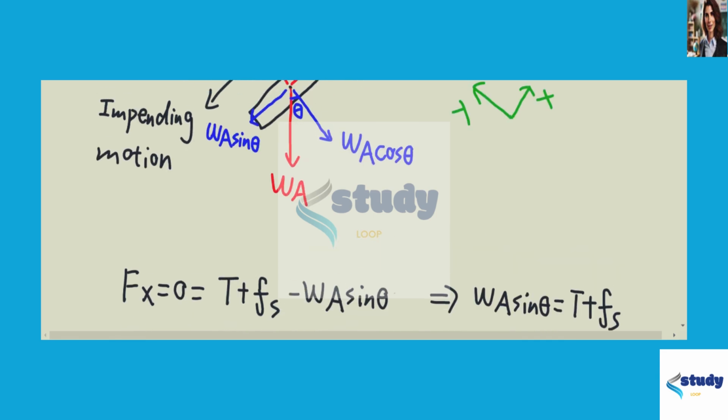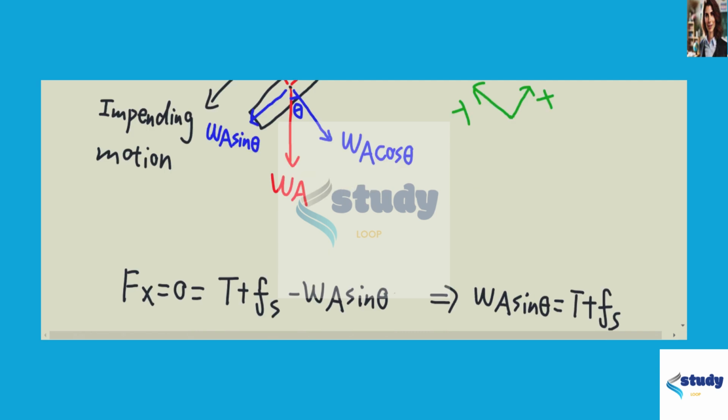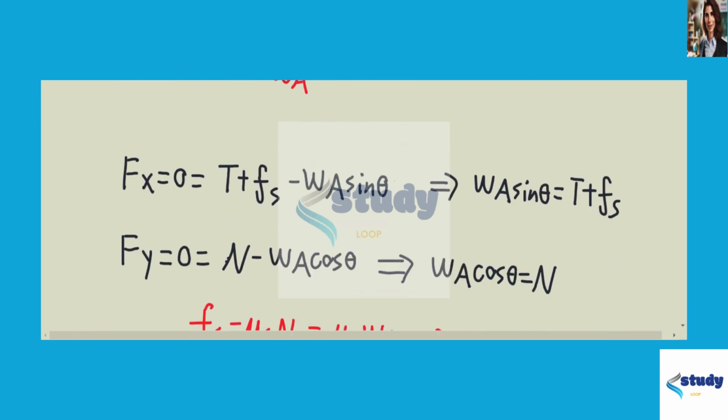Okay, so therefore the net force along the x direction should be equal to 0. So we have T plus Fs minus WA sine theta is equal to 0. So therefore WA sine theta is equal to T plus Fs. And along the y direction, the net force is also equal to 0. So we have the normal force N minus WA cosine theta is equal to 0. So therefore WA cosine theta is equal to N.